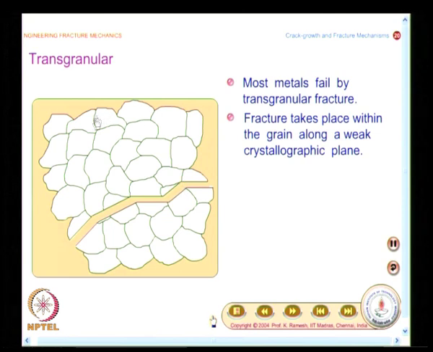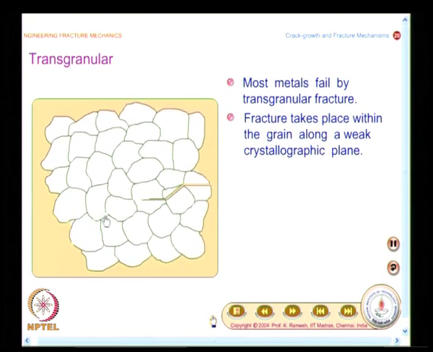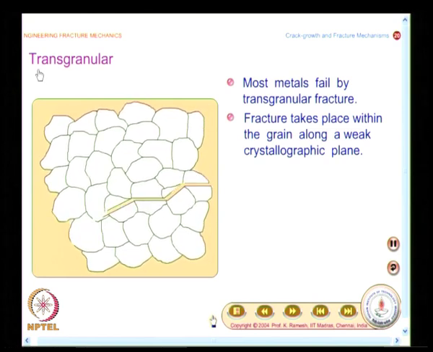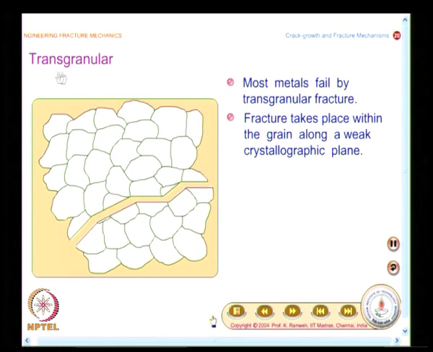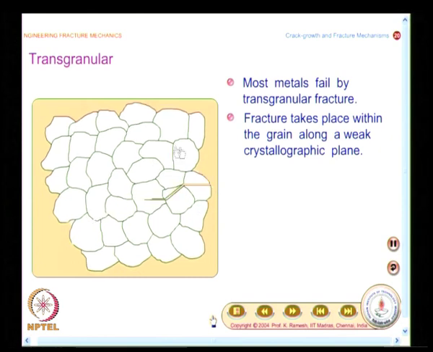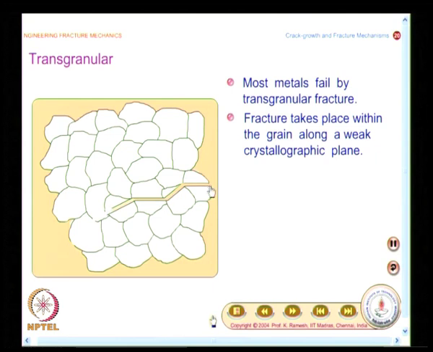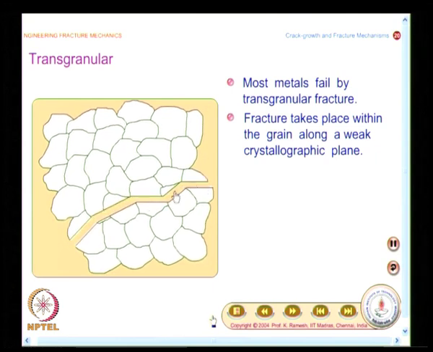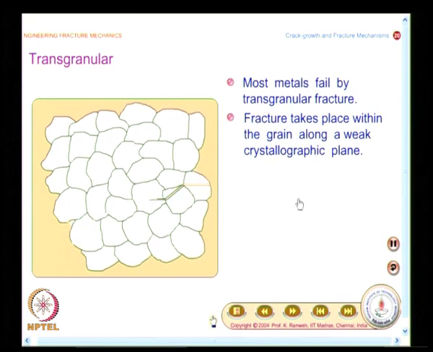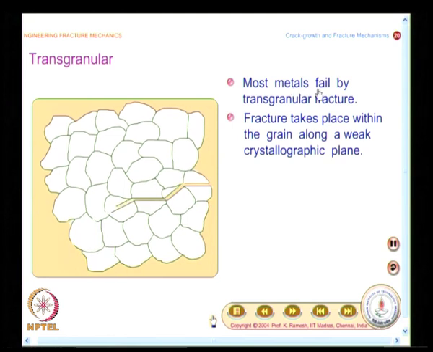So, this is the model. You have grains and you have cracks oriented at different directions in each of the grains, and you classify a failure that has happened like this as transgranular. You also made a schematic of this. What is important is you have these cracks cutting across the grains, and this is a common failure observed in most metals.